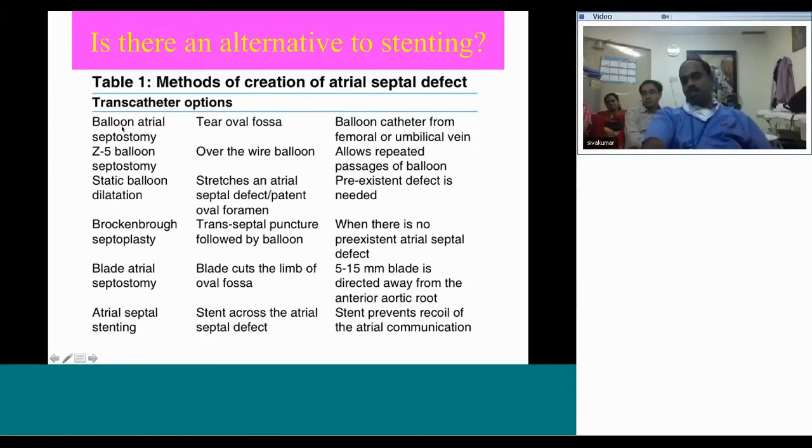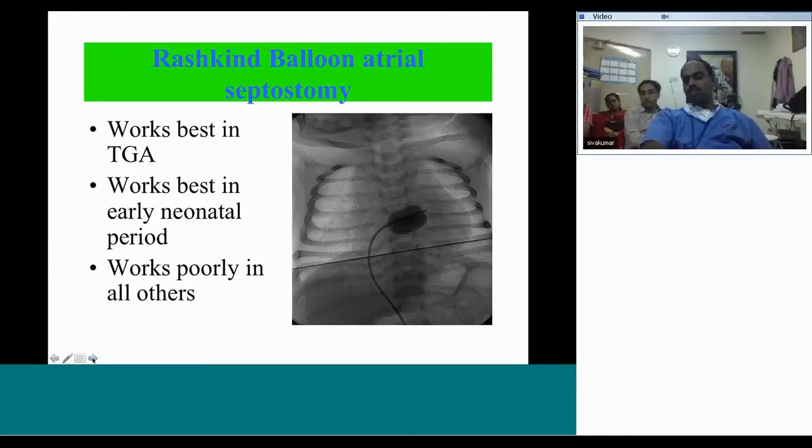The various methods of atrial communication creation are balloon atrial septostomy, Z5 balloon septostomy, which is an over-the-wire balloon, static balloon dilatation, which means putting a balloon across and dilating, Brockenbrough septoplasty, that means there is no atrial communication at all. You go and puncture the septum and then dilate. Blade atrial septostomy, where you cut with the blade, and last is atrial septum stenting.